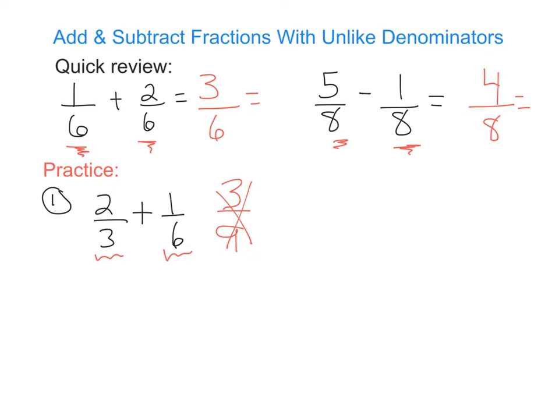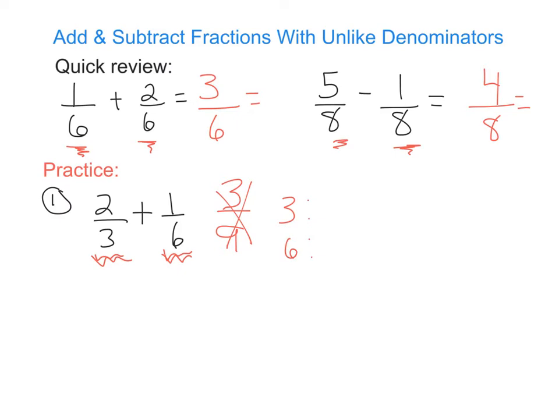So what I'm going to do instead, I am going to look again at my denominators. I have a denominator of 3 and a denominator of 6. And I'm going to find the multiples of those two denominators. So I'm going to come over here to the side. I'm going to write 3 and I'm going to write the 6. And I need to find the multiples of 3 and 6.